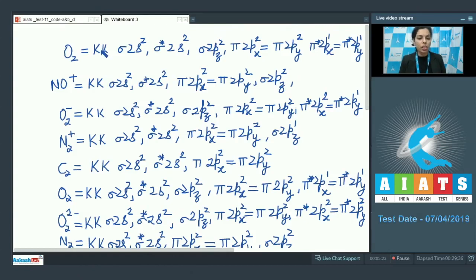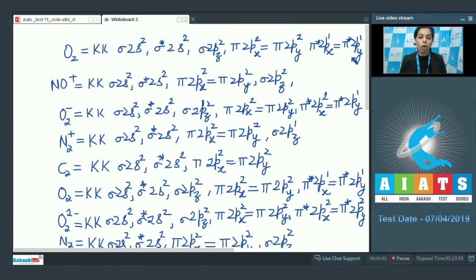The first shell, the K shell, we have already filled. Further, sigma 2s2, then sigma antibonding 2s2. Sigma 2pz2, pi 2px2, which has equal energy to pi 2py2, with 2 electrons filled each. Further, pi antibonding 2px has 1 electron, and pi antibonding 2py also has 1 electron. In this way, we have distributed electrons here.